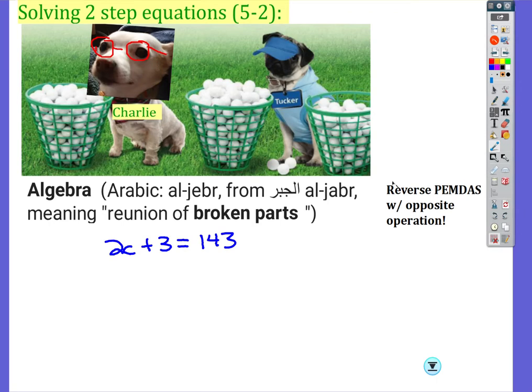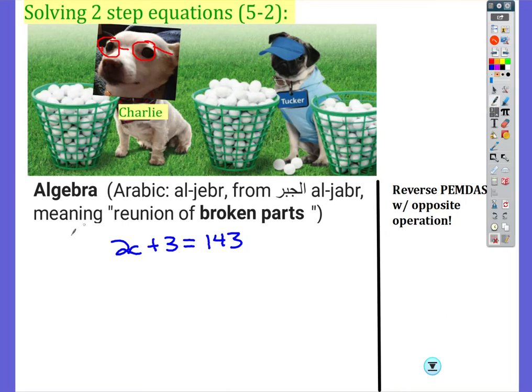Of course, you could reverse engineer this, but we're going to learn the algebraic method that will allow us to solve much more complex problems than this. So we're going to build a framework here. Remember when I said that you could basically undo all the steps here. Again, we're trying to reunite the broken parts. This C is broken up into a times 2 plus a 3, and that equals 143. But I don't want all that. I just want to know how much is in one of these buckets, or my variable C.